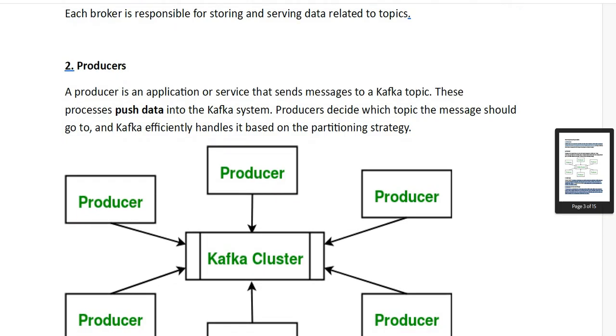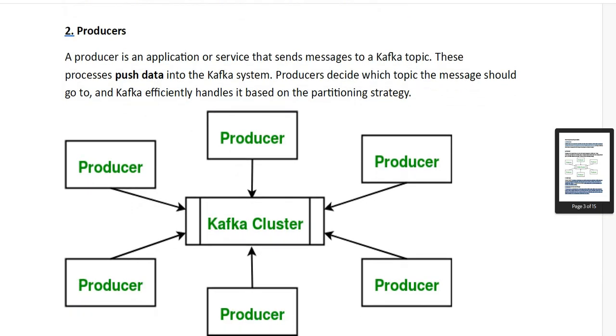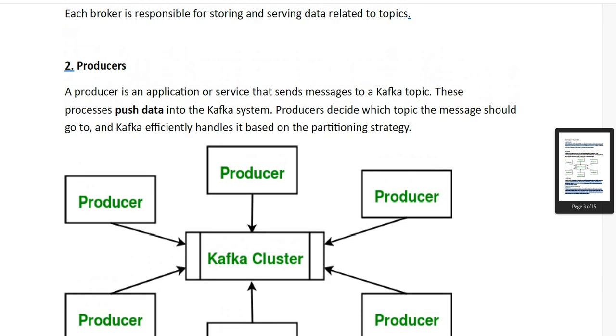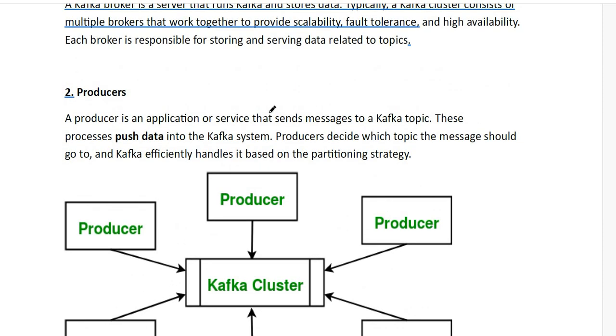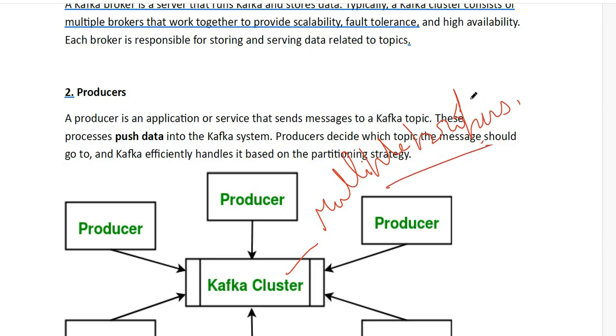And how a Kafka cluster is connected to multiple producers. What is a Kafka cluster actually? A Kafka cluster is nothing but a collection of multiple brokers. That is your Kafka cluster. Okay, so what is a producer actually? It sends a message. So all the producers are connected like this.